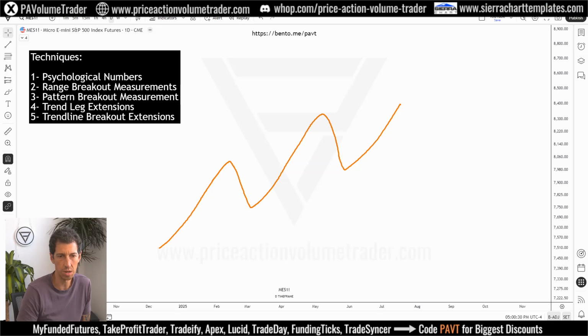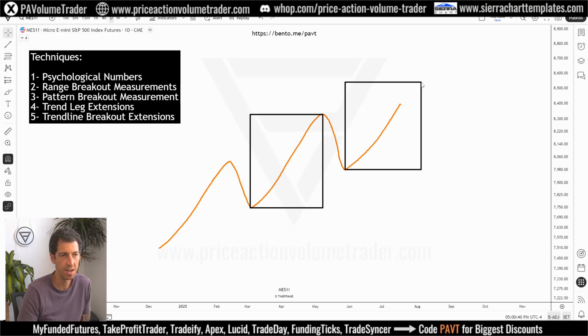Let me change the color. You could take the previous extension leg, and then once you make a higher low and you start breaking the highs, you can project that into the coming leg. Based on the market behavior you're seeing in this trend, you can look at where we are going to potentially have the same measurement as the previous leg we had in the market.